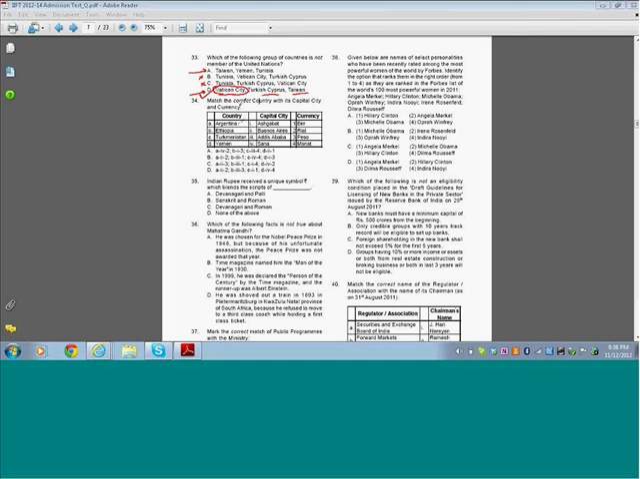Match the country, capital and currency. In fact, country, capital and currency is something which is very, very regular as far as IIFT is concerned. So you should at least make sure you know the countries and the currency and the capital of as many as possible, whatever you are comfortable with.